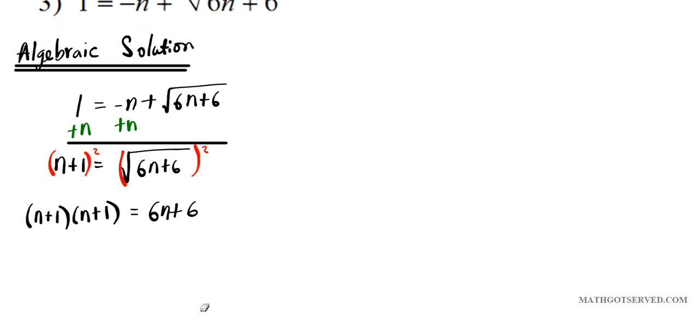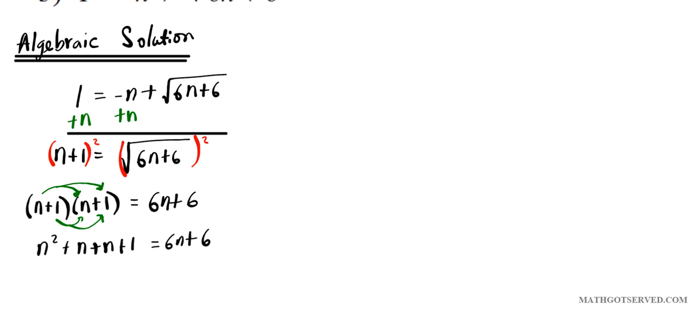Now let's expand this binomial by distribution. We're going to do first, outer, inner, and last. You can multiply with a box if you are so inclined. N times n is n squared plus, that's the first, outer is n, inner is n, last is 1. Okay, that's equal to 6n plus 6. Now, let's go ahead and simplify a little bit further. We have n squared plus 2n plus 1 equals 6n plus 6.